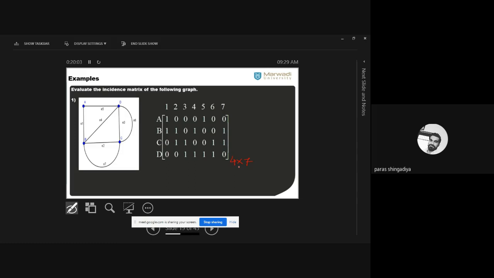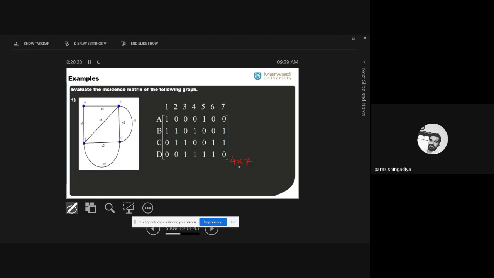And here two pairs of edges are parallel edges. Clear? E2, E7 and E3, E6 are parallel edges. As you can clearly see, between B and C, E2 and E7 are known as parallel edges.